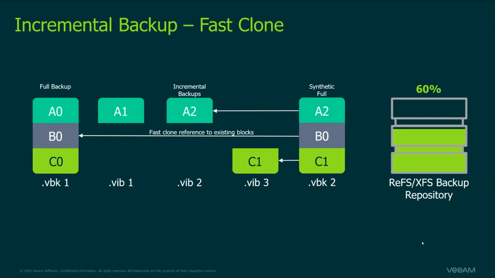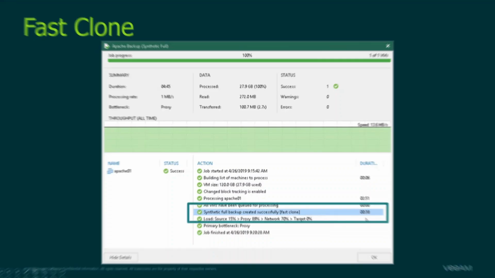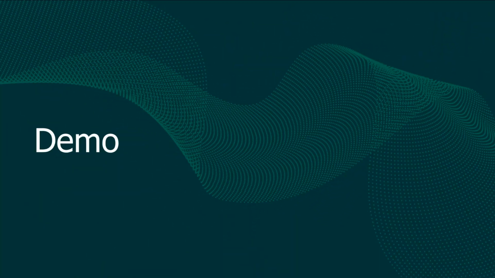And now a little bit more detail on how you see if the synthetic full backup is indeed using fast clone, the ReFS fast clone technology. Basically, in the job session you will see fast clone in brackets. And now let's switch to the demo to see how a backup repository is configured in the UI.